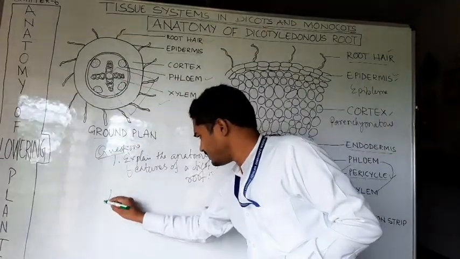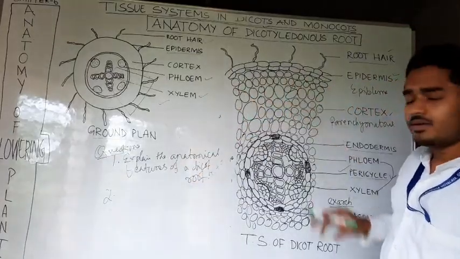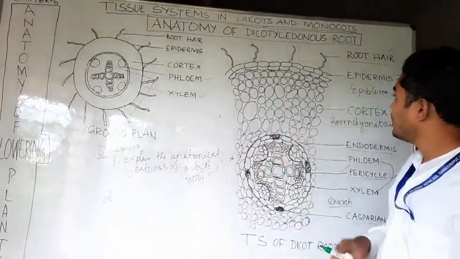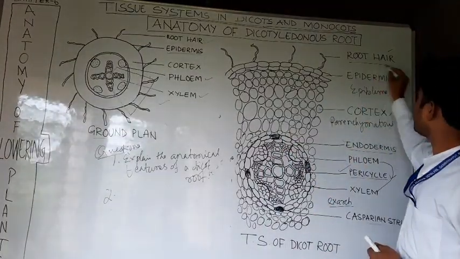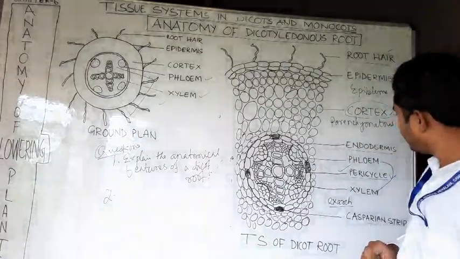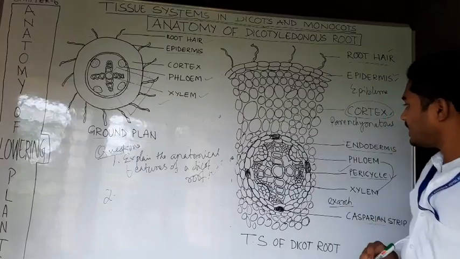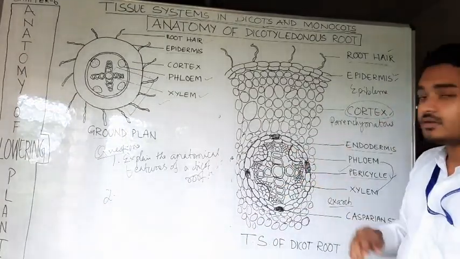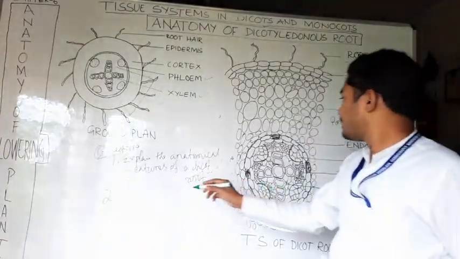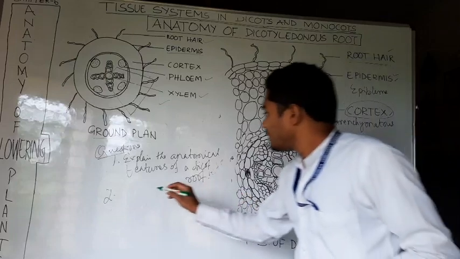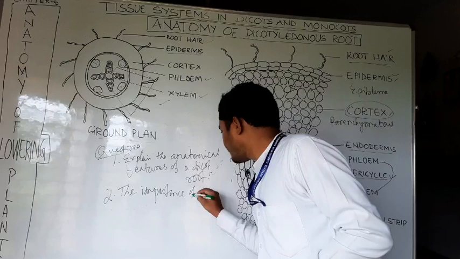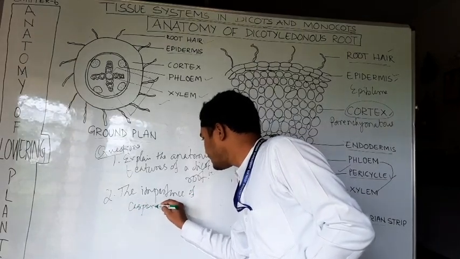Then next, from this portion we can expect questions like what is exarch, what is diarch, and short questions like: your root hairs are of unicellular nature. Then the cortex is of parenchymatous nature. Then the xylem and phloem are arranged in various radii, so what is the term used for that? And the last question is the importance of Casparian strips.